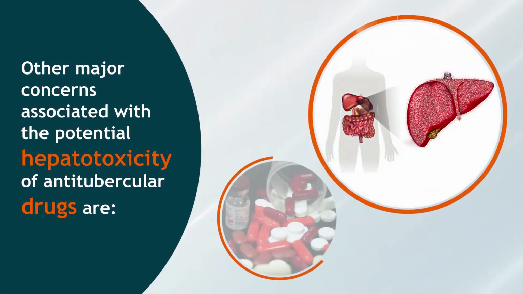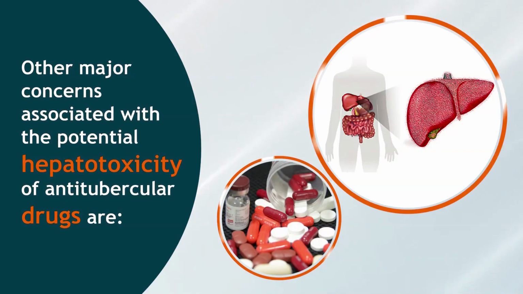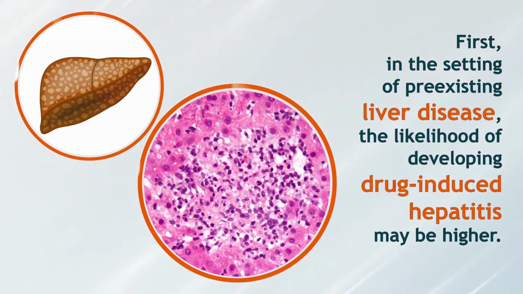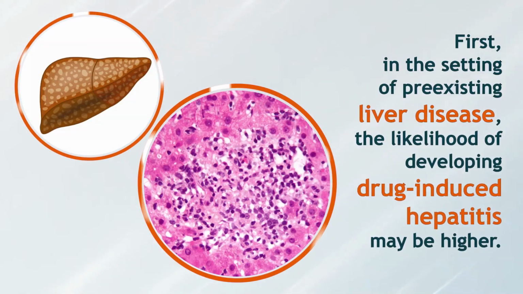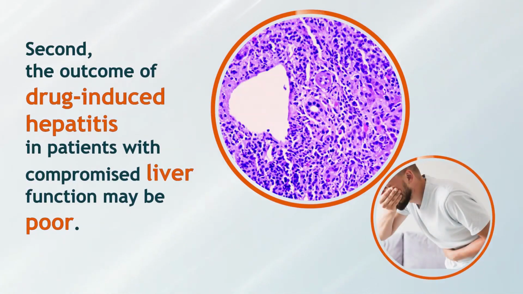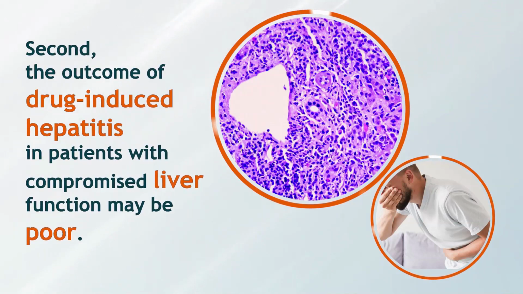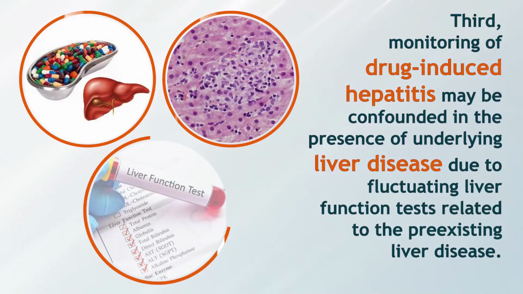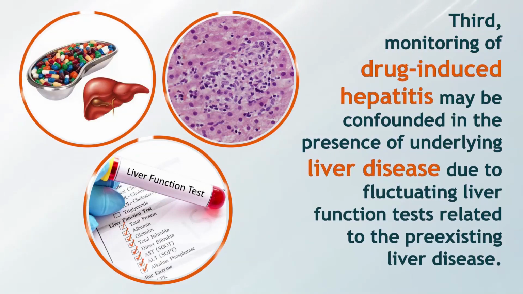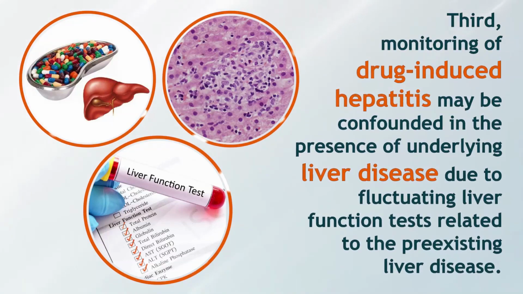Other major concerns associated with the potential hepatotoxicity of anti-tubercular drugs are: first, in the setting of pre-existing liver disease, the likelihood of developing drug-induced hepatitis may be higher. Second, the outcome of drug-induced hepatitis in patients with compromised liver function may be poor. Third, monitoring of drug-induced hepatitis may be confounded in the presence of underlying liver disease due to fluctuating liver function tests related to the pre-existing liver disease.